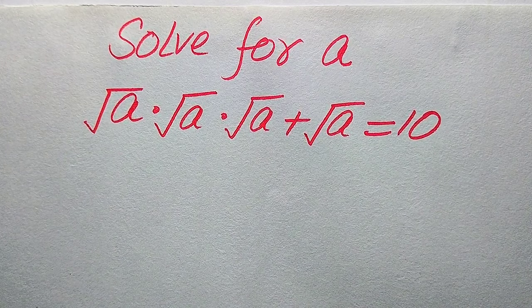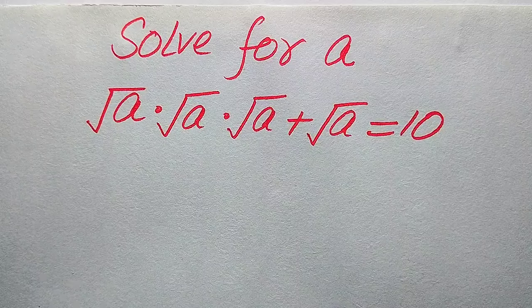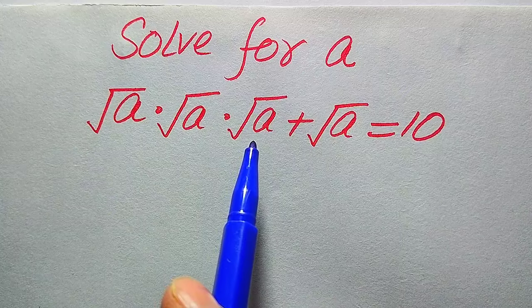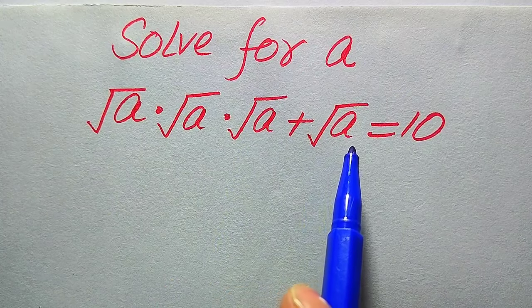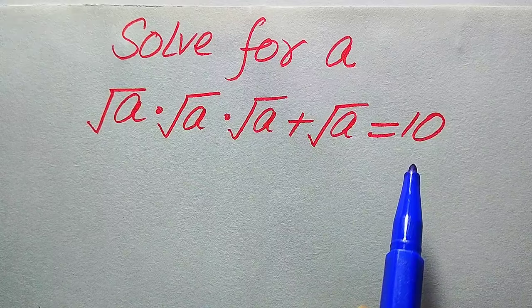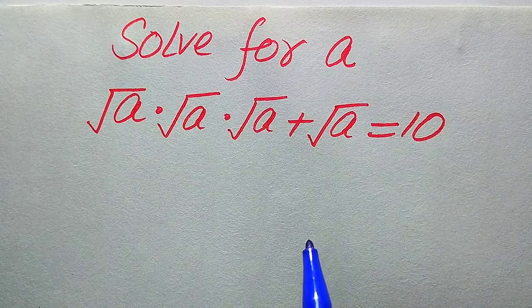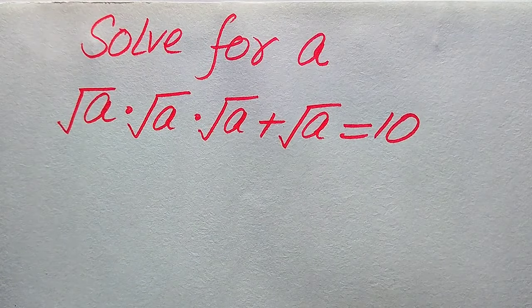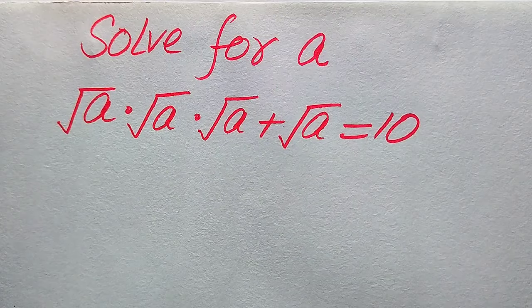Hello everyone, how to solve this problem for the values of a if we have square root of a times square root of a times square root of a plus square root of a is equal to 10, and we solve this problem for all the values of a. So here we need to find all the roots of this equation, and now we move towards the solution of this problem.